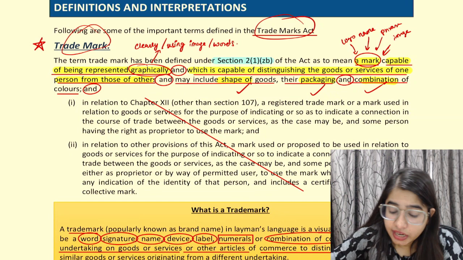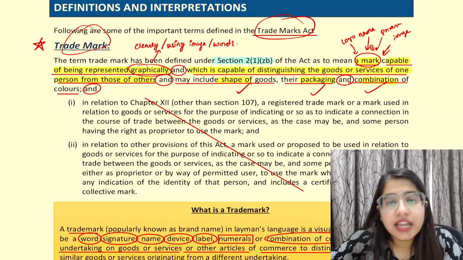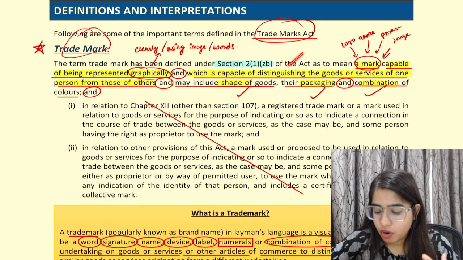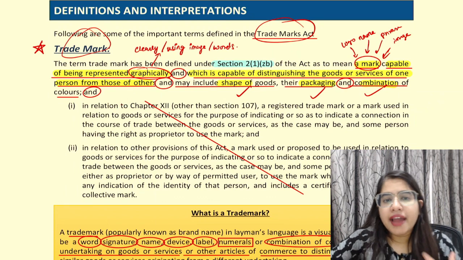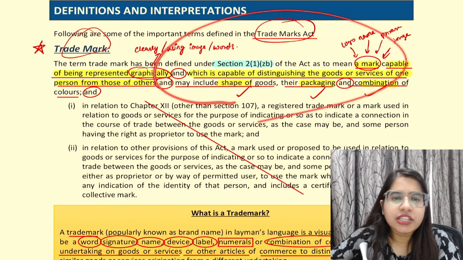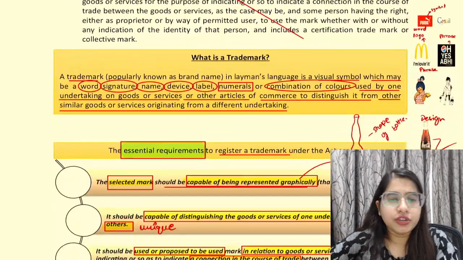Once again, I'll say trademark has been defined in section 2 clause 1 clause ZD, which says that it's a mark capable of being represented graphically, and which is capable of distinguishing goods and services of one person from another, and includes shape of the goods, packaging, and combination of colors. I have just explained each and every word in this particular definition. I hope that this is crystal clear to you.